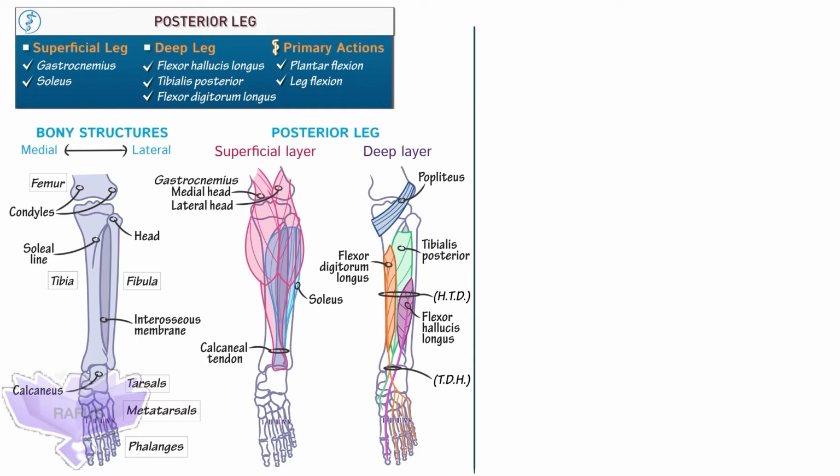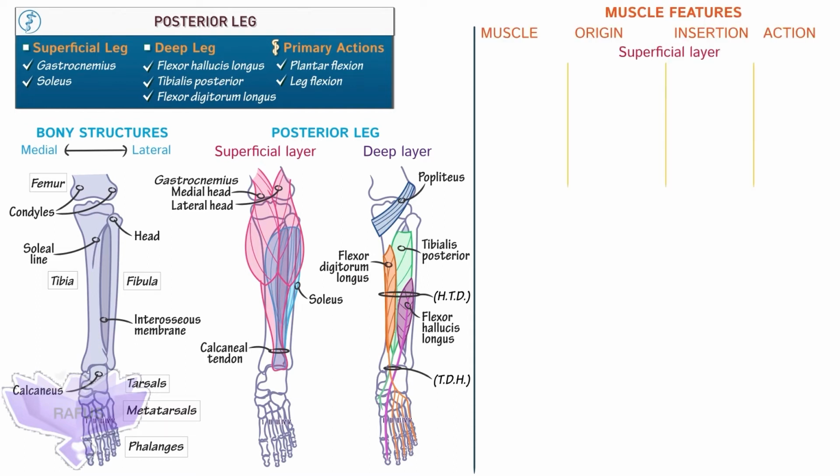Now let's create a table to organize key information about posterior compartment muscles. Write the following headers: muscle, origin, insertion, and action. Then indicate that within the superficial layer, soleus arises from the proximal head of the fibula and the soleal line of the tibia and inserts on the calcaneus via the calcaneal tendon. It plantar flexes the foot.